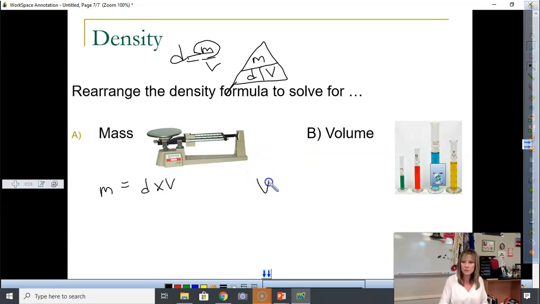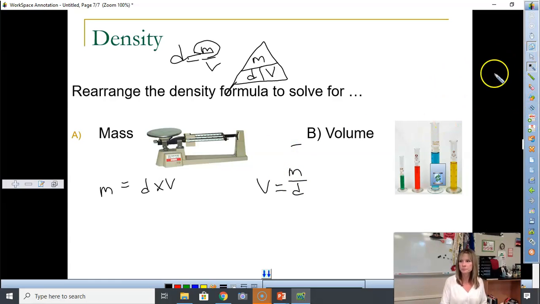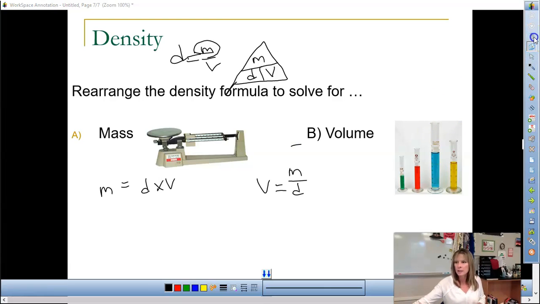Okay, if I were going to solve for volume, same thing. I cover up my V, and what do I have? It's M over D. M divided by D. Mass divided by density. So that's how you rearrange it. That's a cheater way, but hey, it works. So let's go up here, and we're going to click on mouse again.